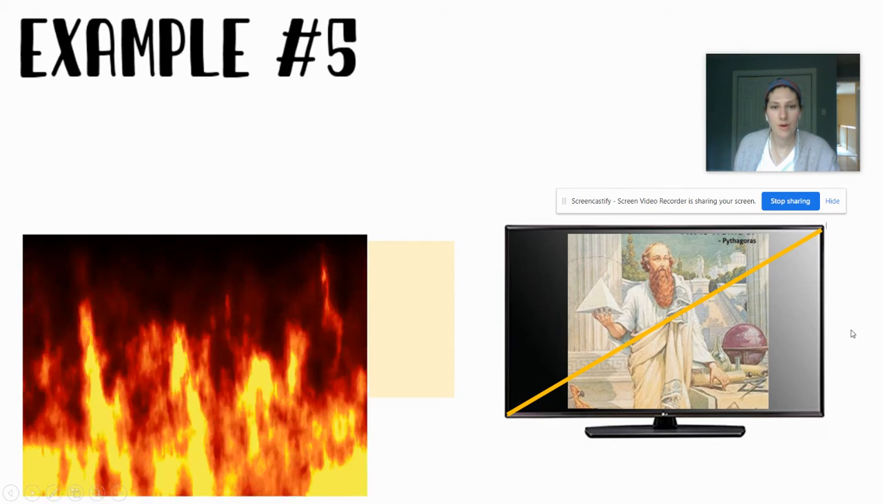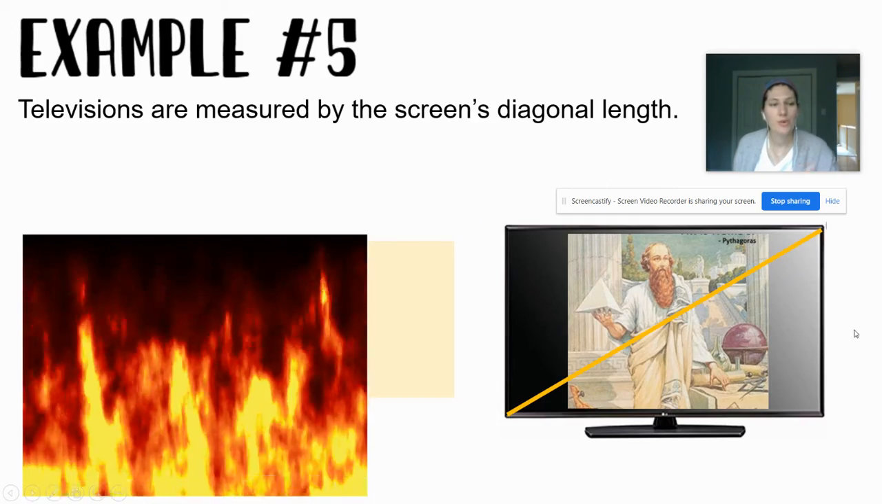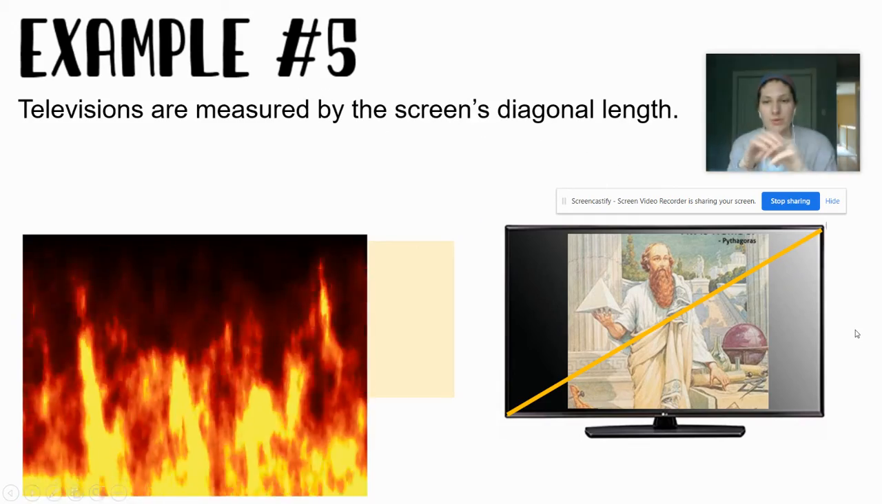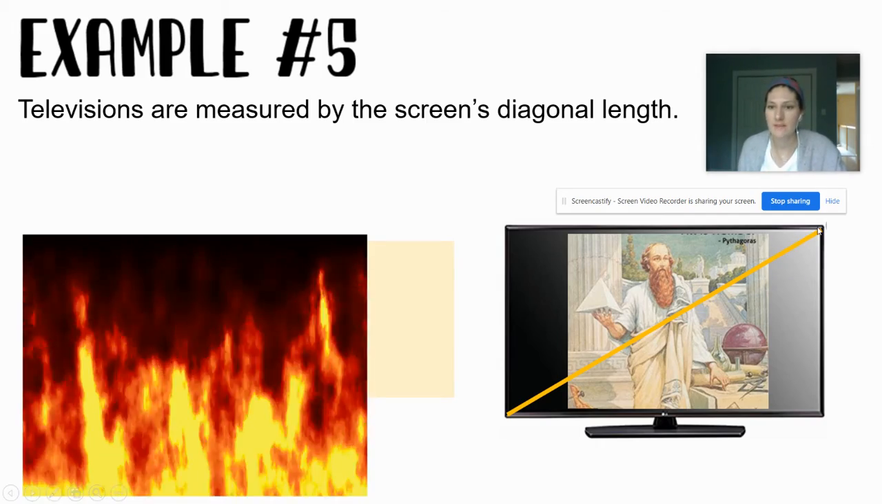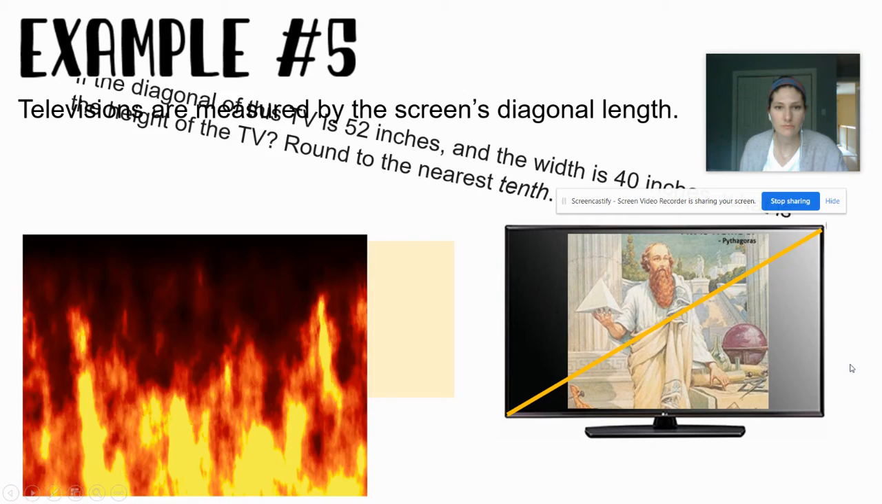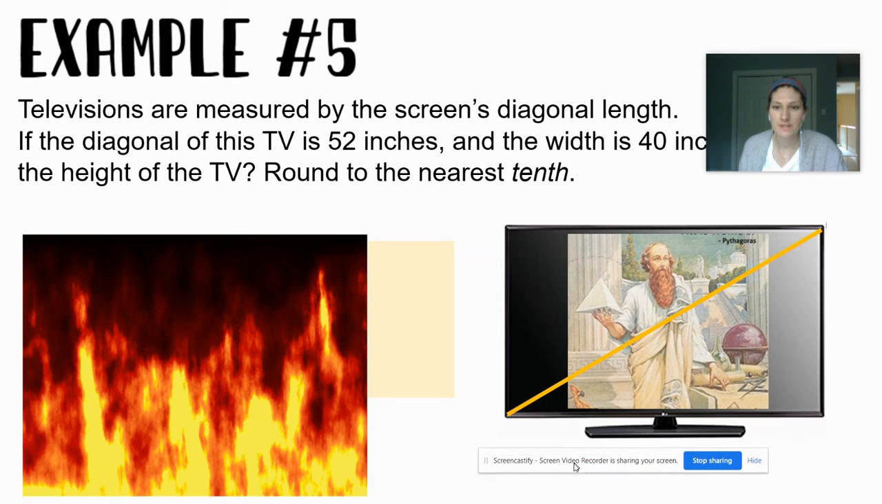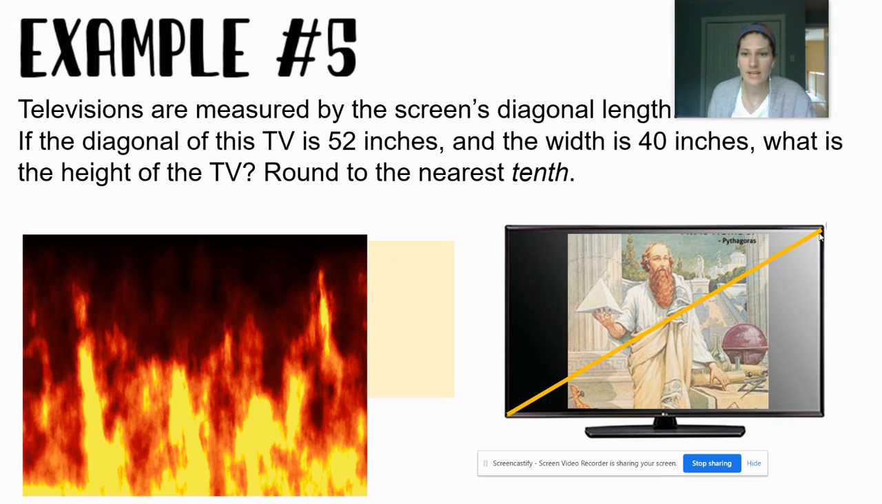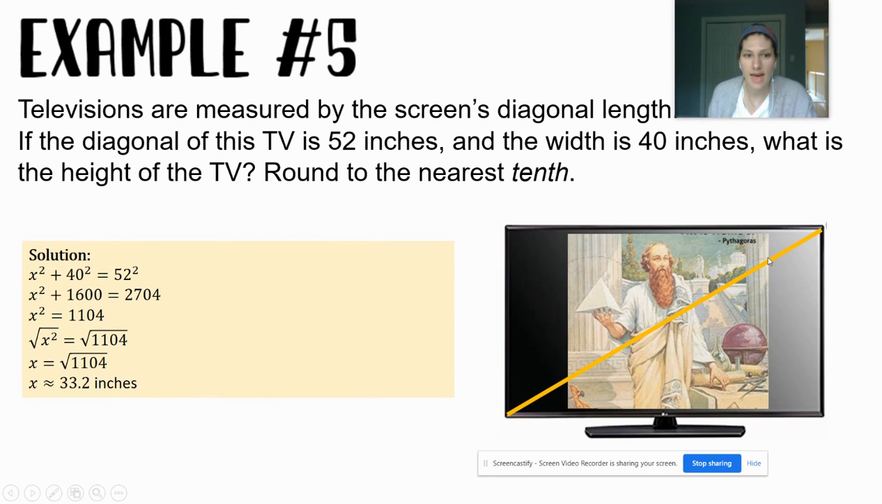Okay, there's 2 more. So when you buy a television, it's measured by the screen's diagonal length. So like a 30-inch TV, that's the length of the diagonal. So if the diagonal of this TV is 52 inches and the width is 40 inches, what is the height of the TV? So this is a rectangle, so we can use the Pythagorean theorem because this is a right angle on this triangle. So when I plug in my values, I've got x squared plus 40 squared equal to the hypotenuse, which is that diagonal, which was 52 squared.